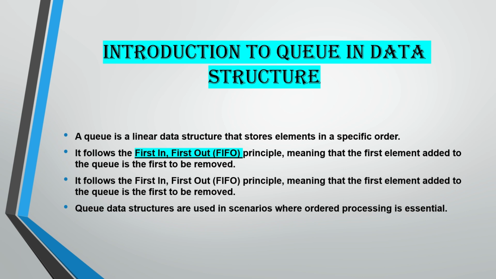In computer science, a queue is a linear data structure that stores elements in a specific organized order. It operates on the principle of first in, first out, or FIFO, meaning that the first element added to the queue is the first one to be removed. Queue structures are essential in scenarios where tasks need to be processed in the exact order they arrive, like managing print jobs or handling requests in a server.